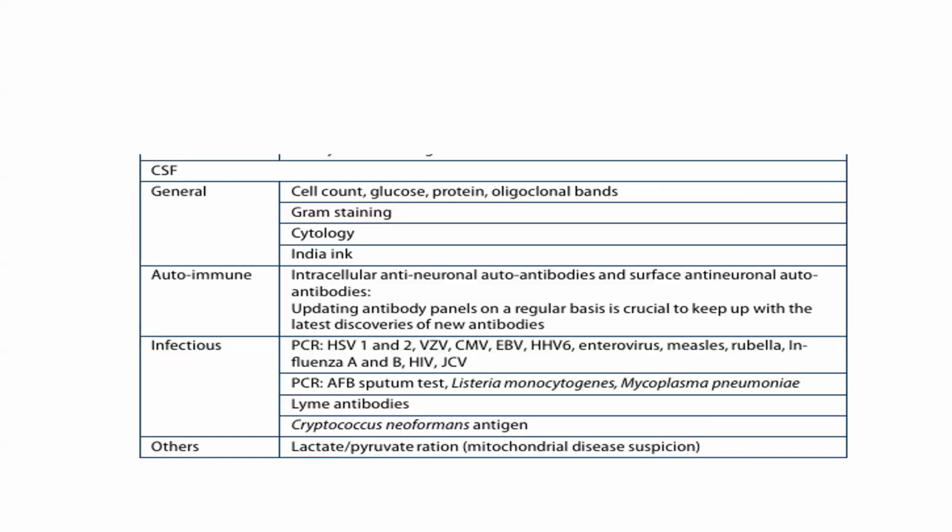CSF general examination includes CSF cell count, glucose, protein, oligoclonal band, gram staining, cytology, India ink. Then autoimmune intracellular antineural autoantibodies and surface antineural autoantibodies. Updating antibody panel on the regular basis is crucial to keep up with latest discoveries of the new antibody. If infectious cause we are suspecting, then we need to send PCR panel for virus, PCR for AFB sputum strain, Listeria monocytogenes, Mycoplasma pneumoniae, Lyme antibody, Cryptococcus neoformans antigen, and others are lactate pyruvate ratio.